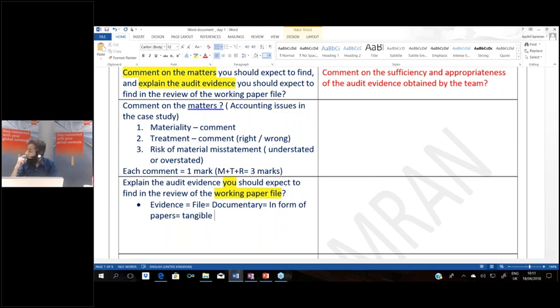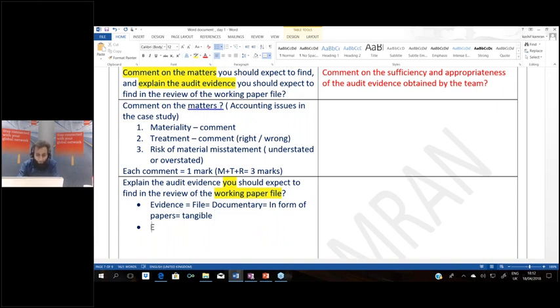Obviously, you will get to know that the question is on evidence because the examiner would put the requirement. I've just illustrated the requirement: comment on the matters, and explain the evidence you should expect to find in the review. By looking at that word, it's very clear that the question is on evidence. Okay, so evidence is in the file. The evidence is documentary. The evidence is in the form of paper and tangibles. Now, evidence you should expect to find in a file.